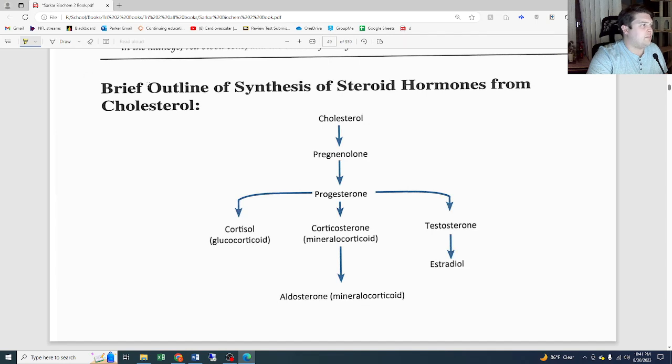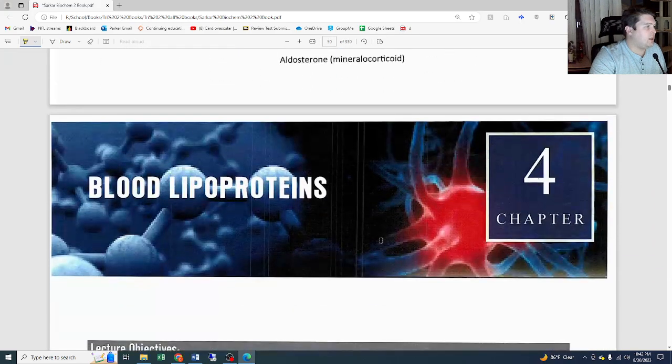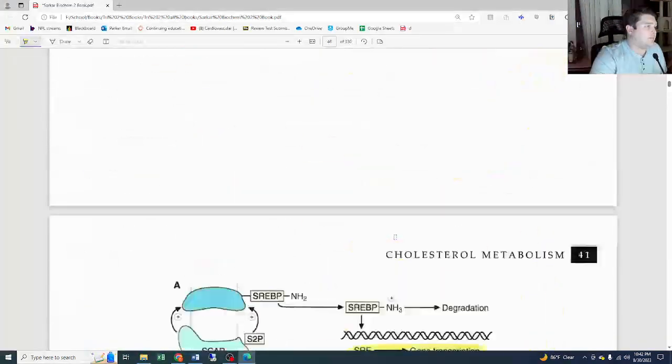And then here we just have a brief outline of synthesis of steroid hormones from cholesterol. Cholesterol gets converted to pregnenolone, pregnenolone to progesterone. Progesterone can be turned into cortisol or testosterone. Progesterone can also go to corticosteroid or mineralocorticoid, which then becomes aldosterone, which is a mineralocorticoid. You'll learn a lot more about these and specifically where these different steroid hormones come from next trimester in Physiology 2. Okay, so that is all of Chapter 3.